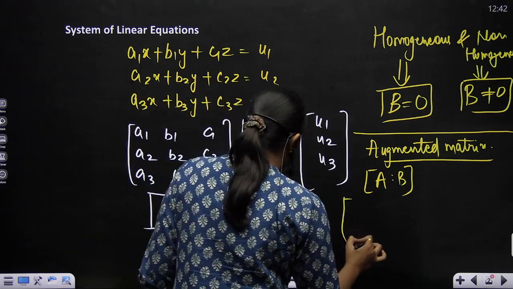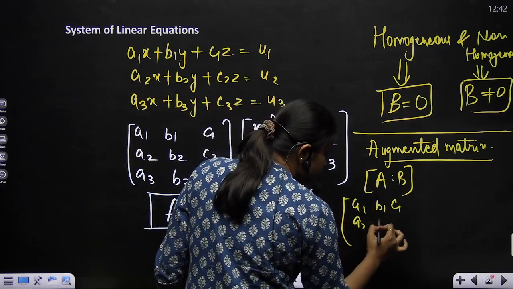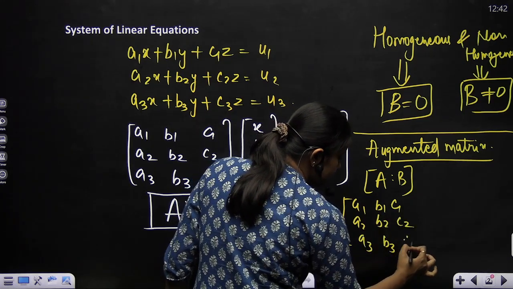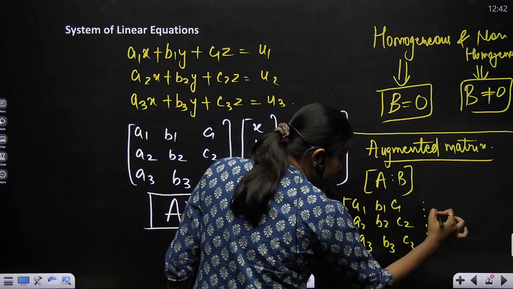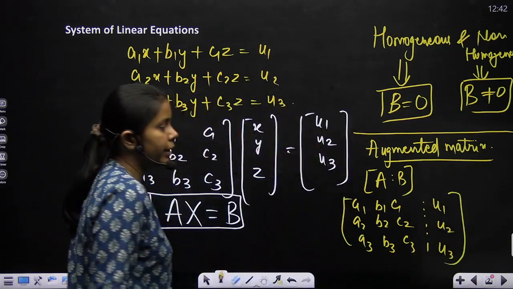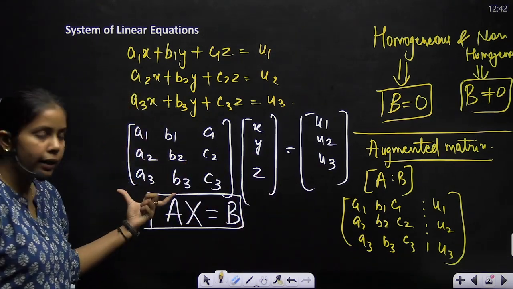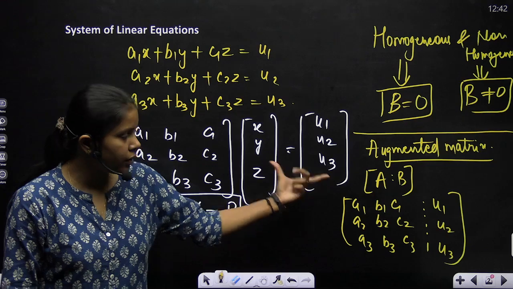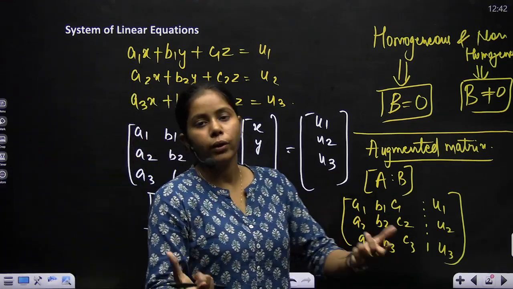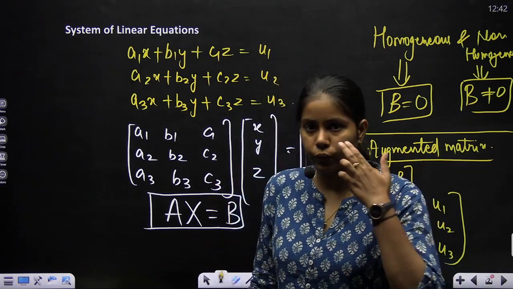You would write down A matrix is A1, B1, C1, A2, B2, C2, A3, B3, C3, and the augmented vector would be U1, U2, U3. So this is your augmented matrix, A augmented B. This is your A matrix and this is your B matrix. Using that, we'll solve the system of linear equations. Basically, we are going to find out whether we have a unique solution, infinitely many solutions, or no solution, right?